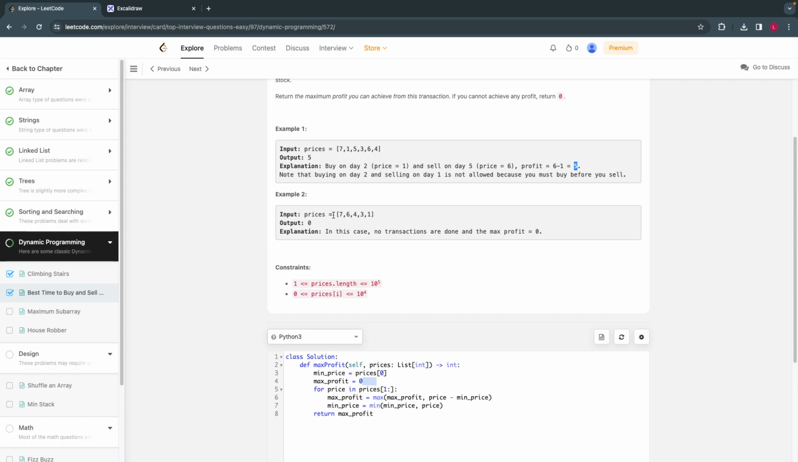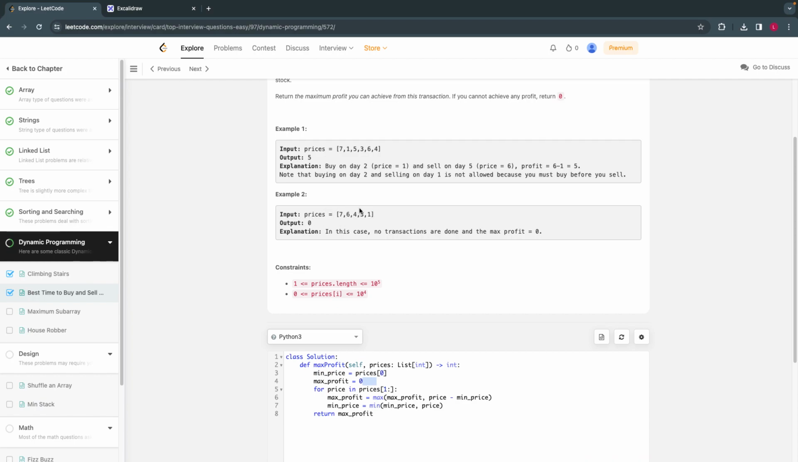In example 2, if you see here, each day the prices are getting decreased. So in this case, no transactions are done and the maximum profit is 0. You will never get a profit, because if you bought on this day and try to sell on the next day, you get a loss. And again, if you buy on this day and next day try to sell, you get a loss, and so on. So basically the output is 0.